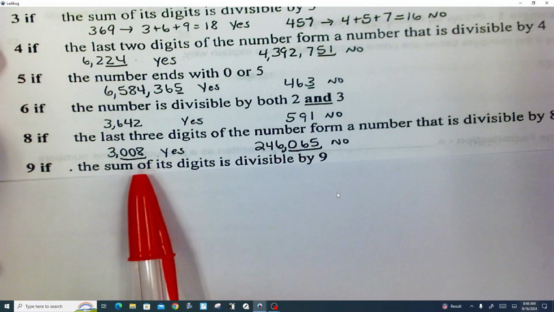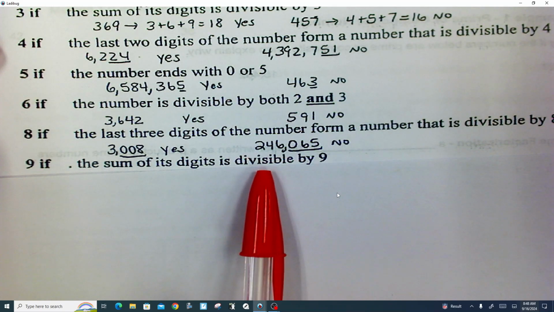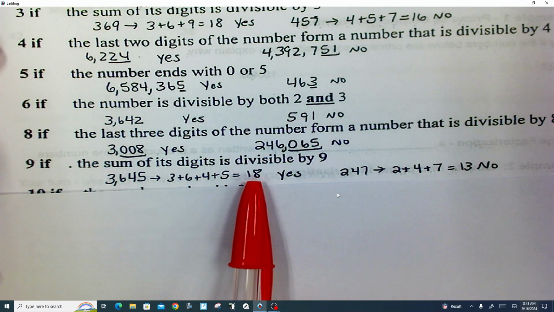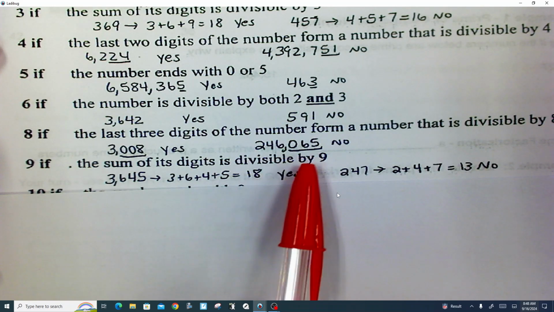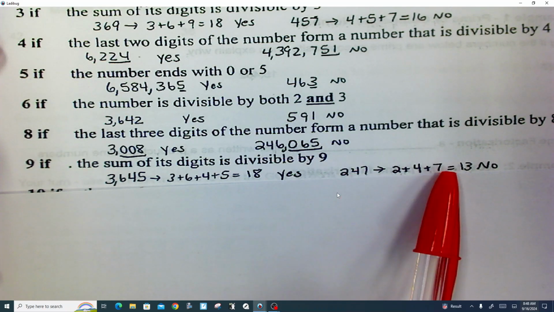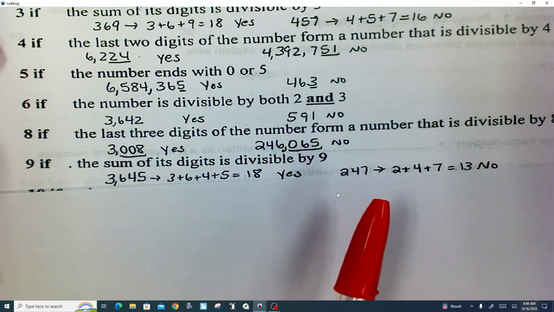This is very much like the divisibility rules of 3. The sum of its digits are divisible by 9. So add all of these up, we get 18. Is 18 divisible by 9? Yes. 247, we get 13. Well, 13 can't be divided by 9, so no.